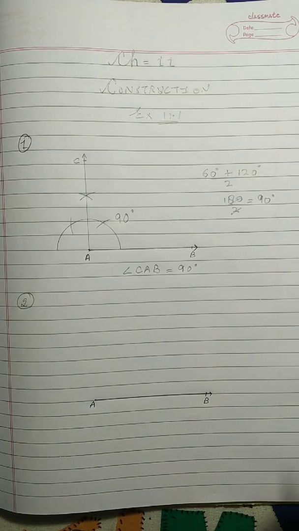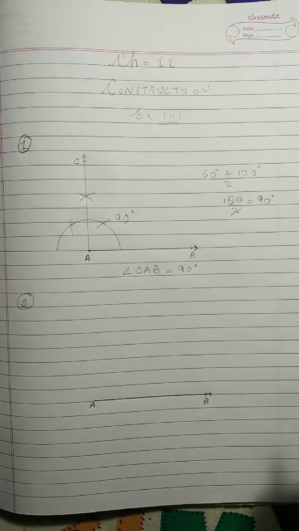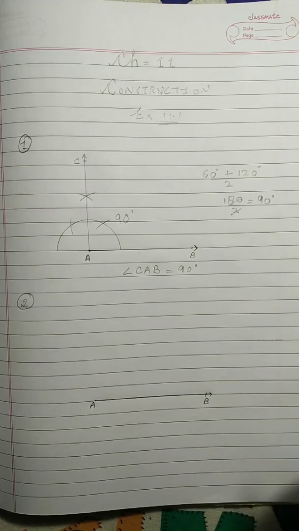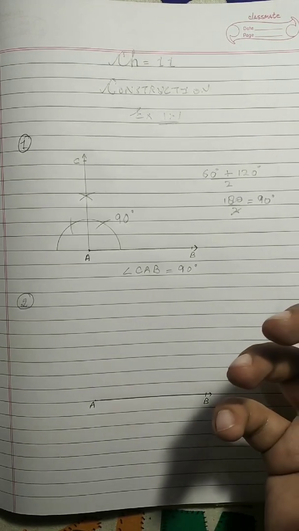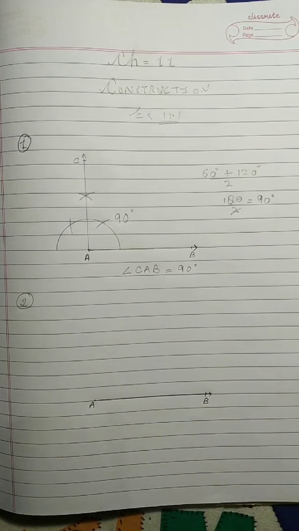Now we have to make a 45 degree angle. Just do double of 45. What is the double of 45? That is 90. So first of all we have to make 90. Then only we can make 45, because 45 is half of 90. It is related to 90. So just make first of all 90. Then I'll tell you how to make 45 degree.